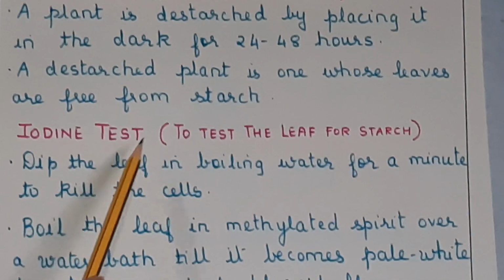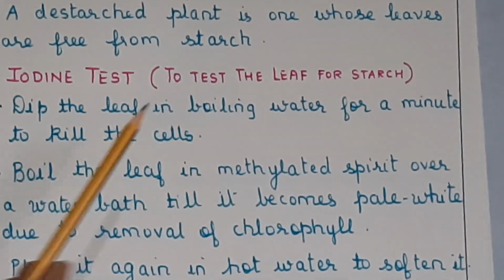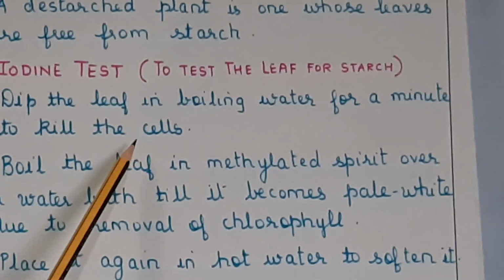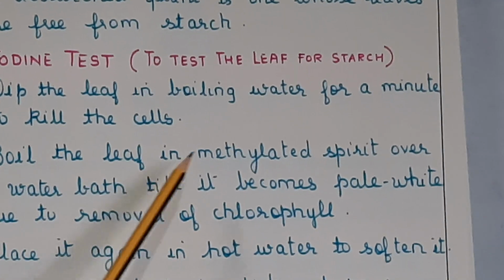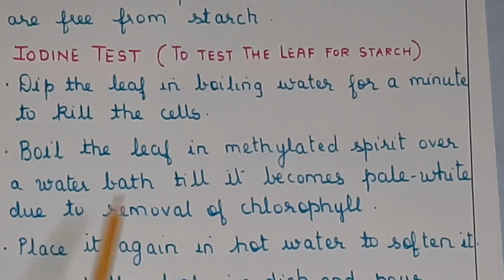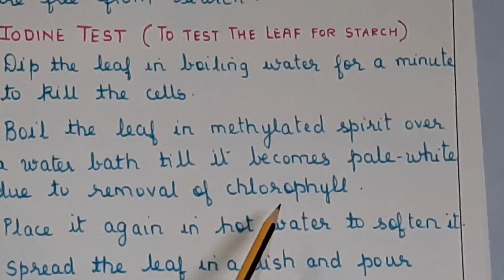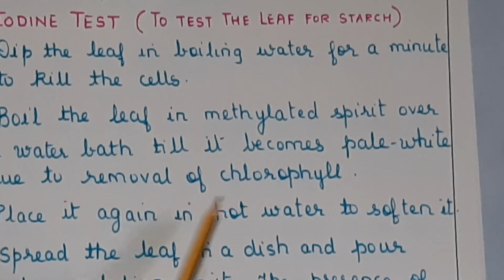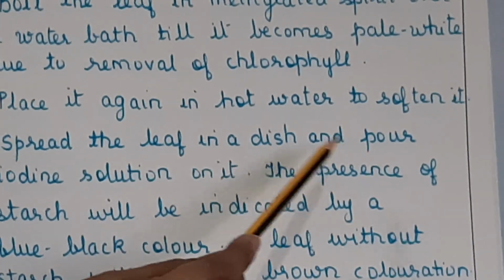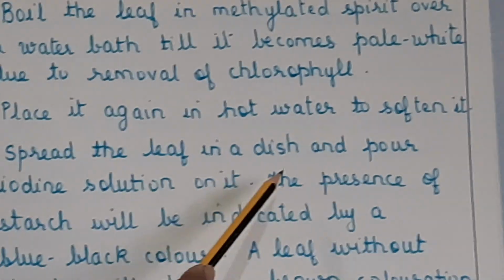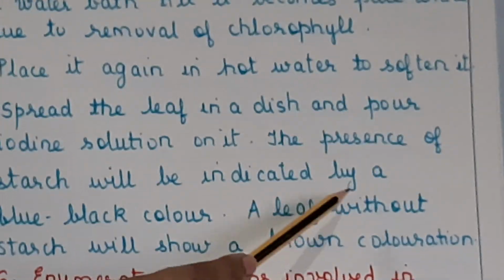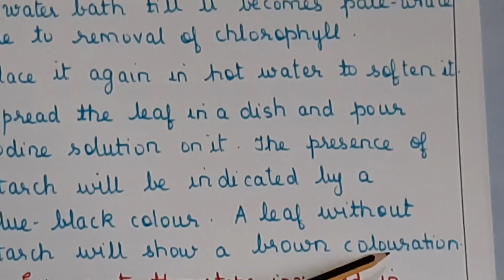Now this iodine test, to test the leaf for starch. First point, dip the leaf in boiling water for a minute to kill the cells. Second, boil the leaf in methylated spirit over a water bath till it becomes pale white due to the removal of chlorophyll. Third, place it again in hot water to soften it. And fourth, spread the leaf in a dish and pour iodine solution on it. Presence of starch will be indicated by a blue-black color, and a leaf without starch will show a brown coloration.